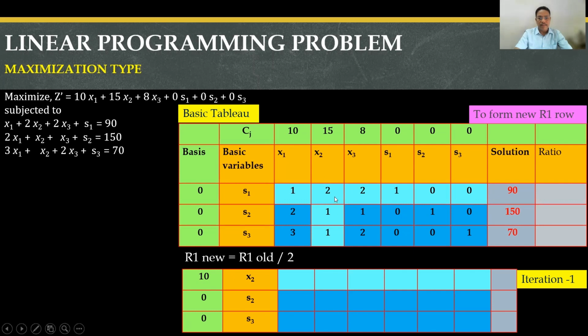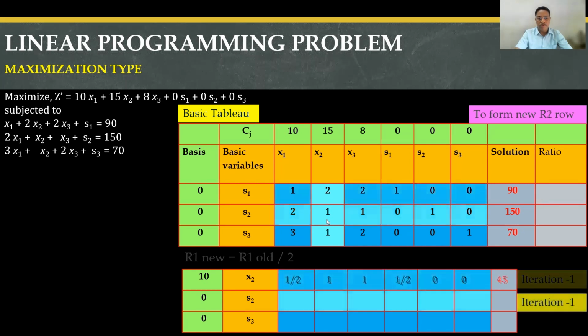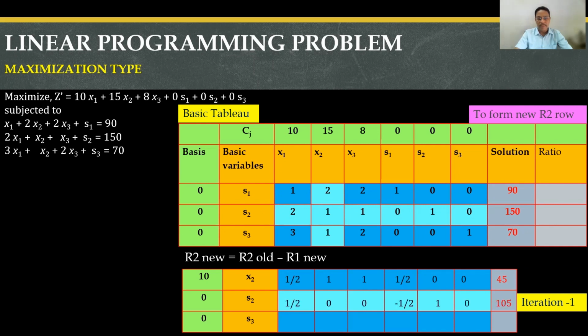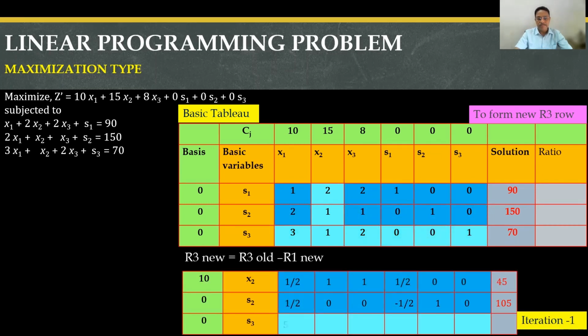Then in order to make the key element 1, we will divide the R1 row by 2 and we get entries in the new R1 row. Then in order to make this element 0, we perform a row operation on the R2 row. Then we get these values, and similarly we perform a row operation on the R3 row in order to get these values. So we have found the new values when x2 enters the solution and s1 leaves the solution.